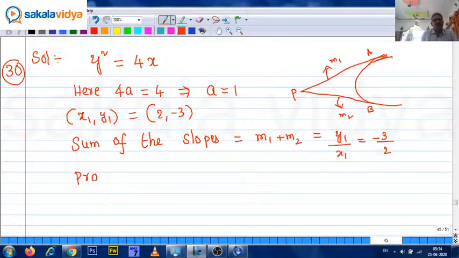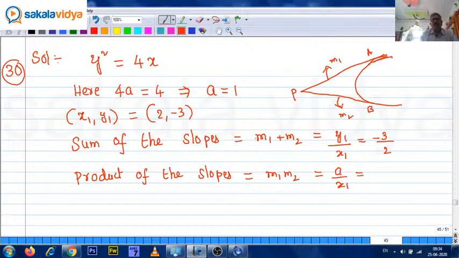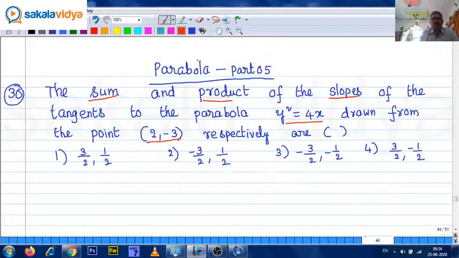Product of the slopes, m1 times m2, is given by a upon x1. A is already determined as 1, so 1 upon abscissa. Abscissa is how much? 2. So 1 upon 2. Therefore minus 3 by 2 comma 1 by 2 is the right answer. So the second option is the right option.